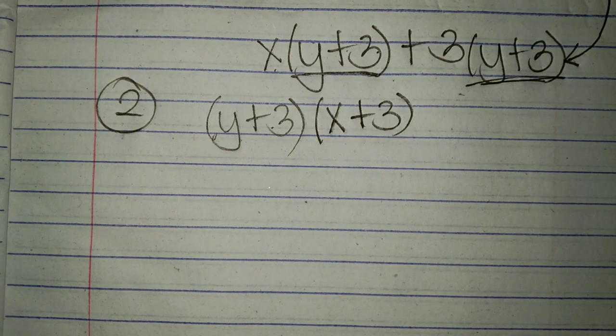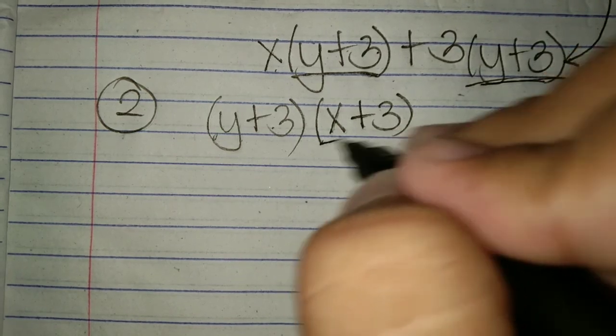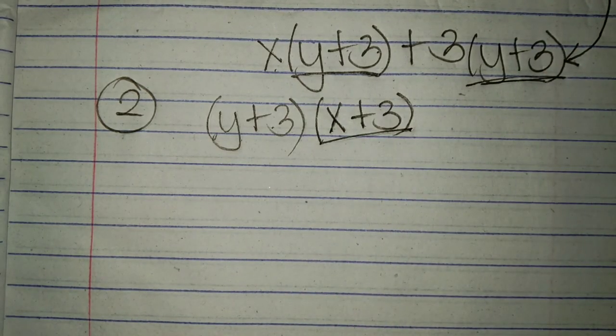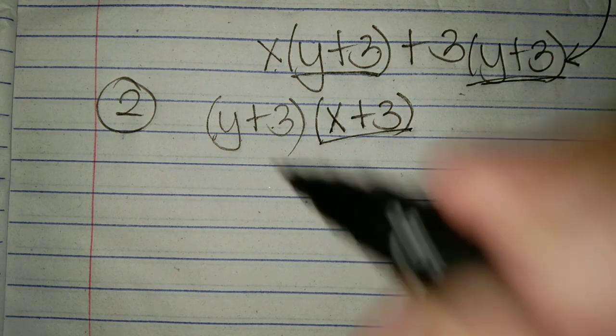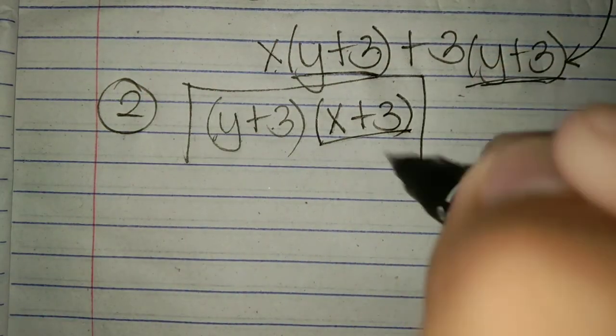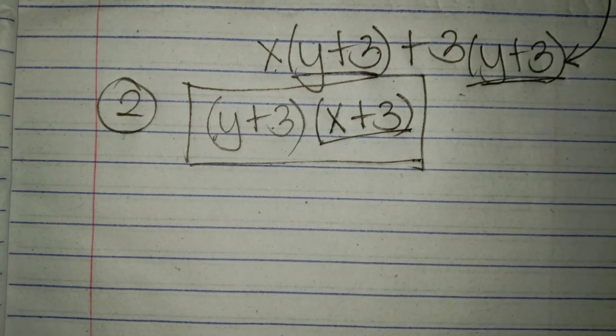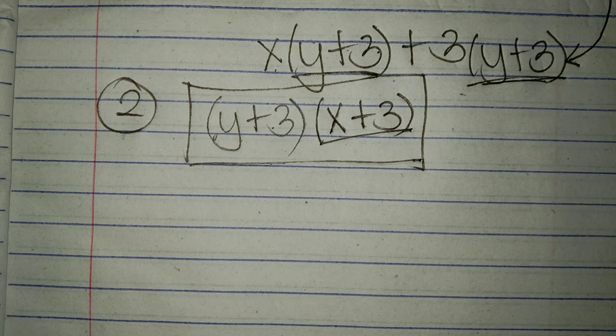This is the second factor, x plus 3, which means that the complete factorization of the expression is this: quantity y plus 3 times quantity x plus 3. So that is the second step.